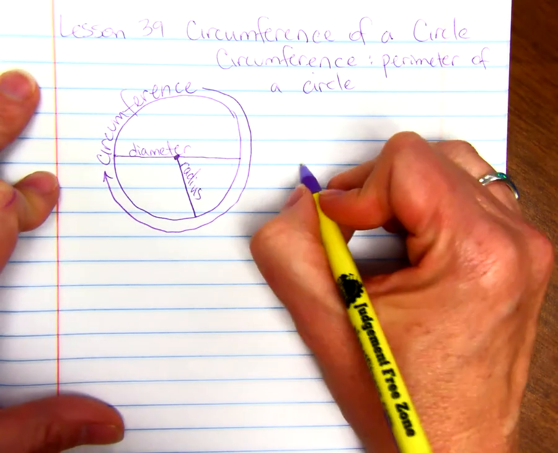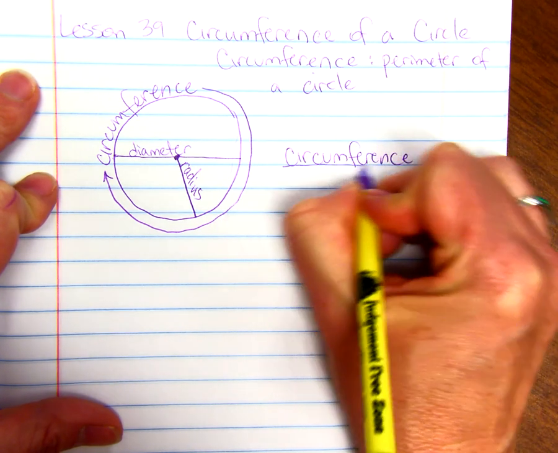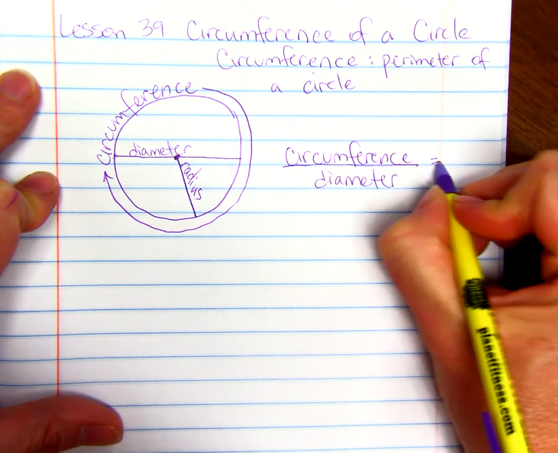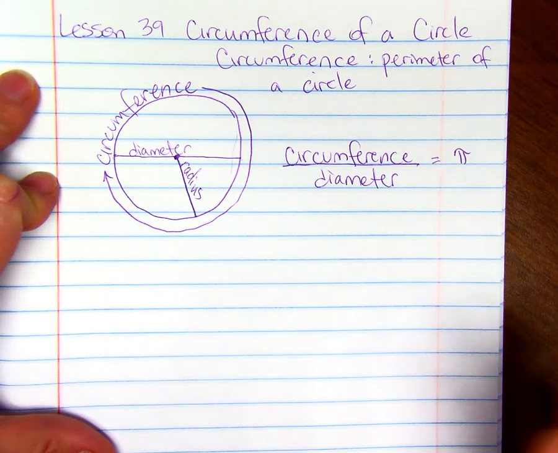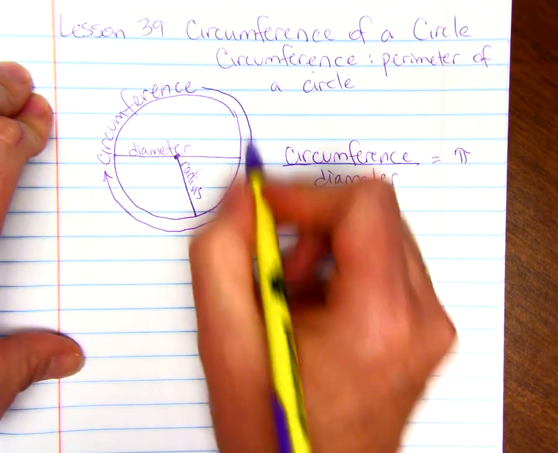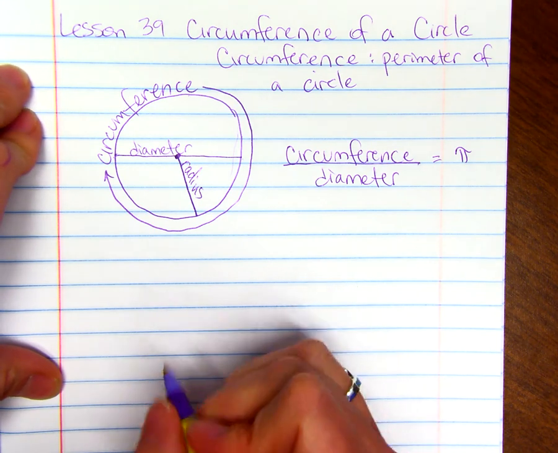Whenever we take the circumference and divide it by the diameter, we always get the same number, pi. No matter what size circle you have, if you take the length of the circumference divided by the diameter, you will always get the number pi.